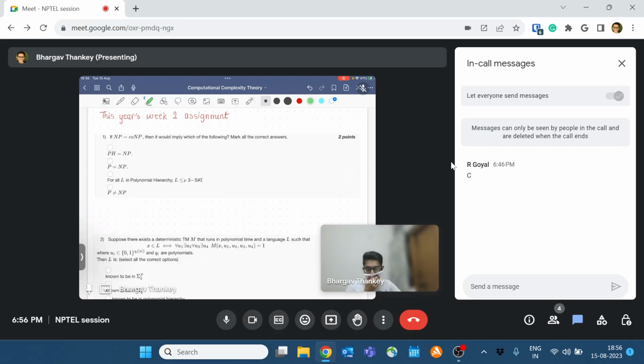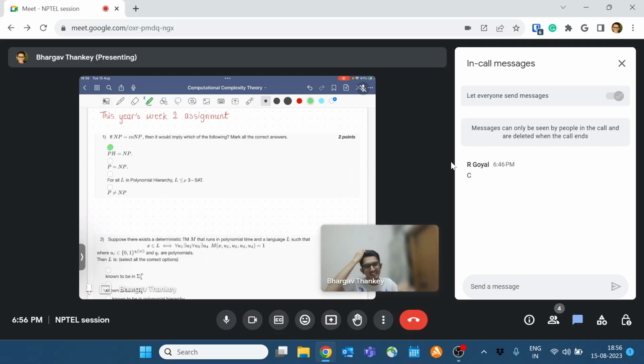So I think that except the last one, the first three are correct: A, B, and C. If NP is equal to co-NP, then the hierarchy will collapse, so PH would be equal to NP. That is true. And since NP is equal to co-NP, it shows that P is equal to NP.